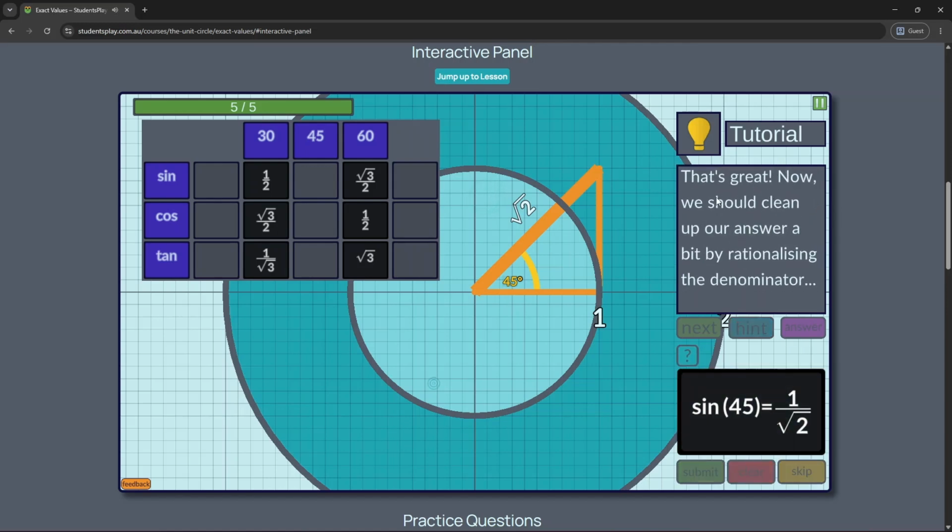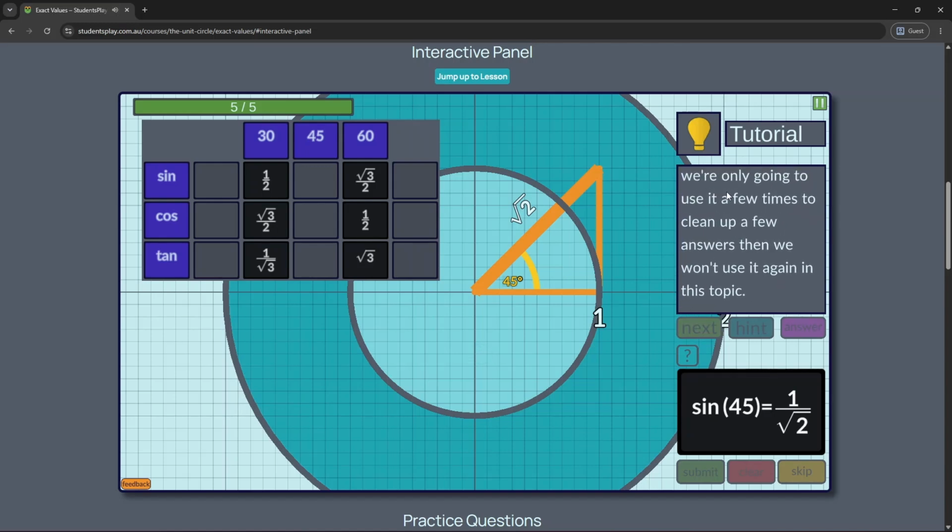That's great. Now, we should clean up our answer a bit by rationalizing the denominator. If you're a bit rusty on how to do that, don't worry, I'll walk you through it now. And don't spend too much time trying to understand it perfectly for now. We're only going to use it a few times to clean up a few answers, then we won't use it again on this topic. So, the square root on the bottom is considered to be kind of messy, so let's cancel it out.